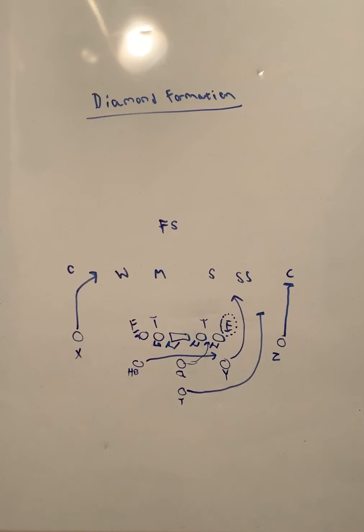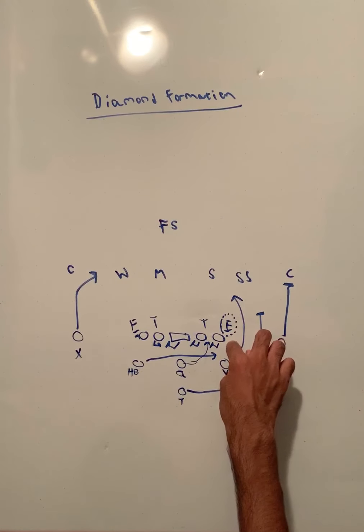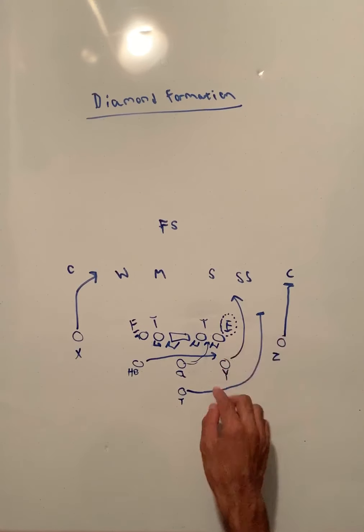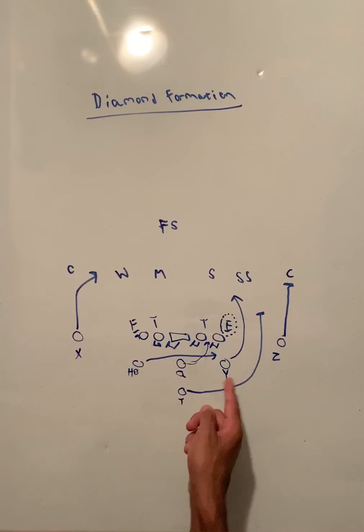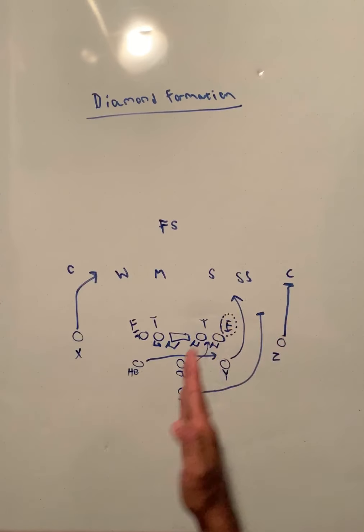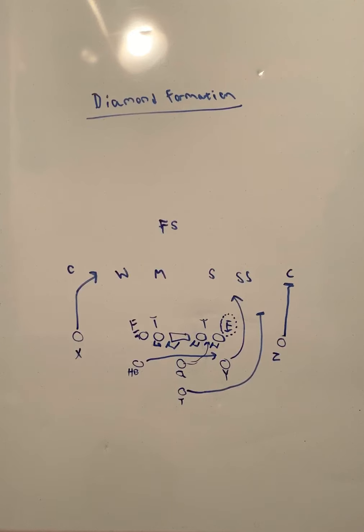So you can flip how the play works, but the main point is that you're going to put this end in a bind. He's going to be forced to make a decision because if he goes inside, we're just going to give to the halfback and he's going to run. And if he stays outside, the quarterback can go up and try to make a play.